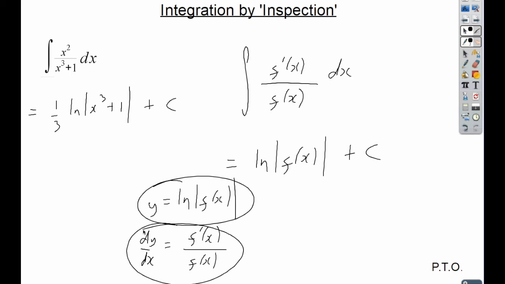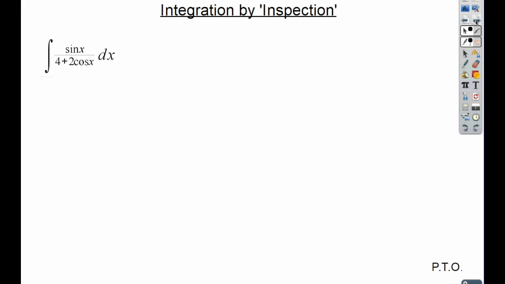Right, let's have a look at another question. Integral of sine x over 4 plus 2 cos x. Now if you choose, you can pause the video and you can just work it out.